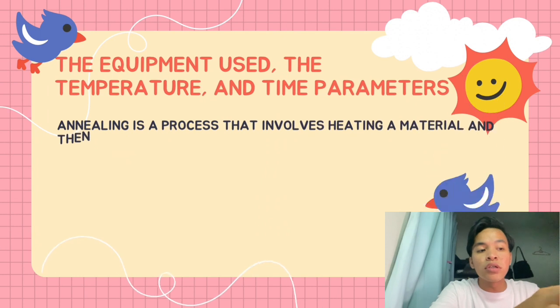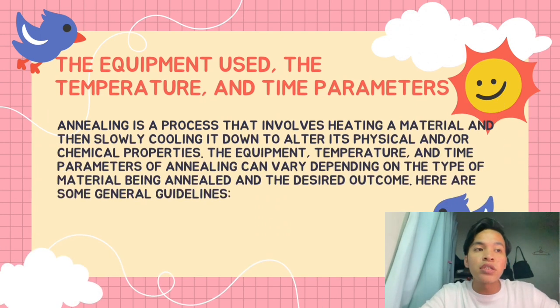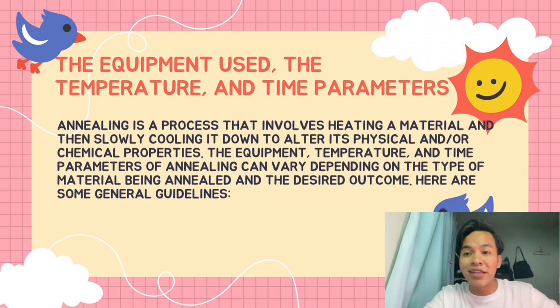And we move to slide number 5, where I chose the annealing process, and I will explain first and then give a point. Annealing is a process that involves heating a material and then slowly cooling it down to alter its physical and or chemical properties. The equipment, temperature, and time parameters of annealing can vary depending on the type of material being annealed and the desired outcome. Here are some general guidelines.